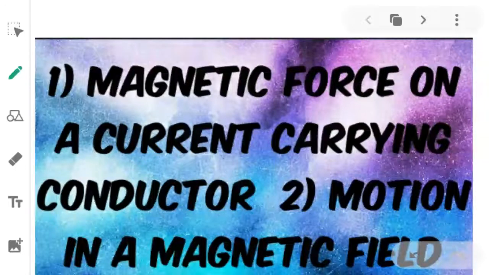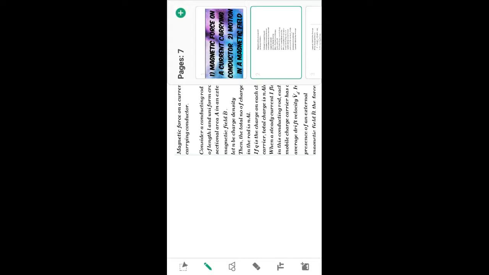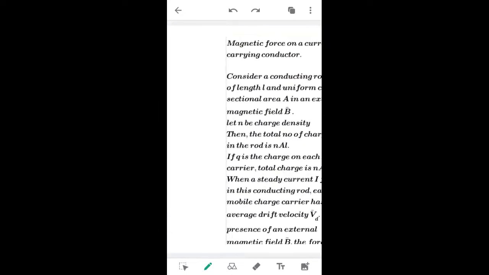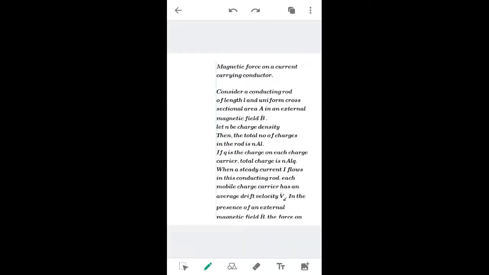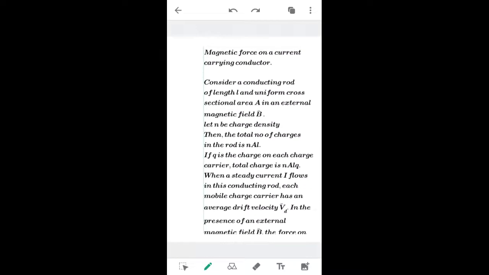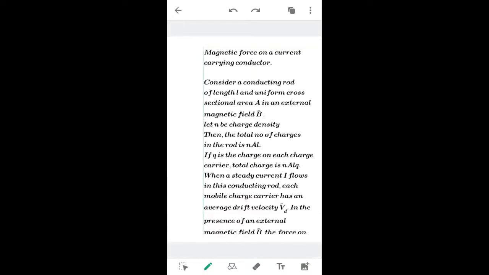So good evening students. Let us start another topic here in moving charges and magnetism, that is magnetic force on a current carrying conductor and motion in a magnetic field. The first topic is magnetic force on a current carrying conductor.